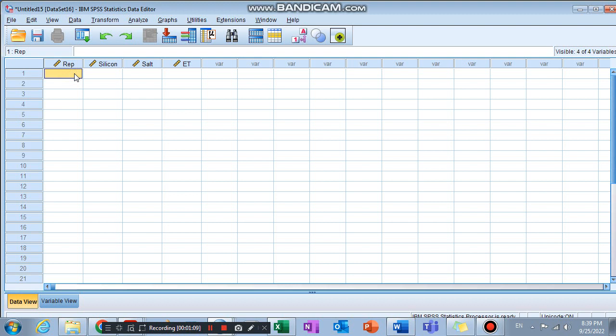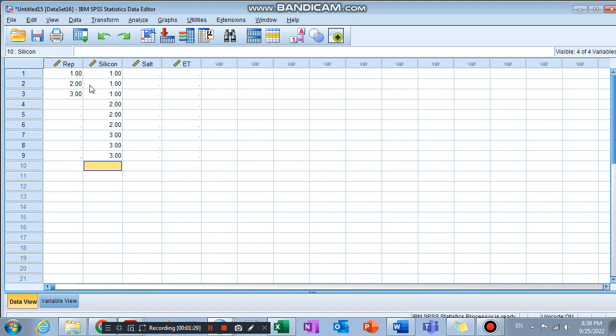So we have 3 replications for our field experiment: 1, 2, 3. For silicon, we have 3 levels. The first level has to be in each replication. The second level also has to be in each replication. The third level, we have 3 replications each. 1, 2, 3. 1, 2, 3.